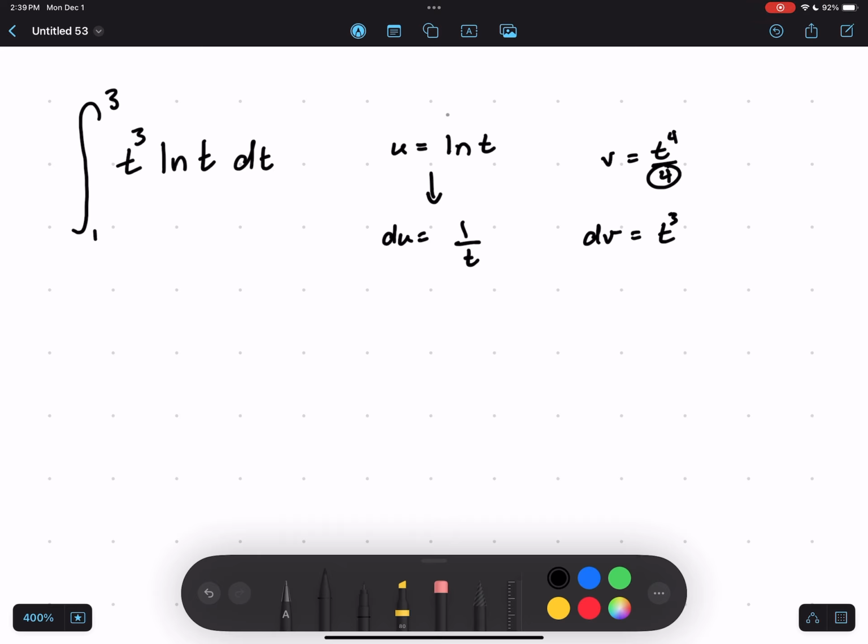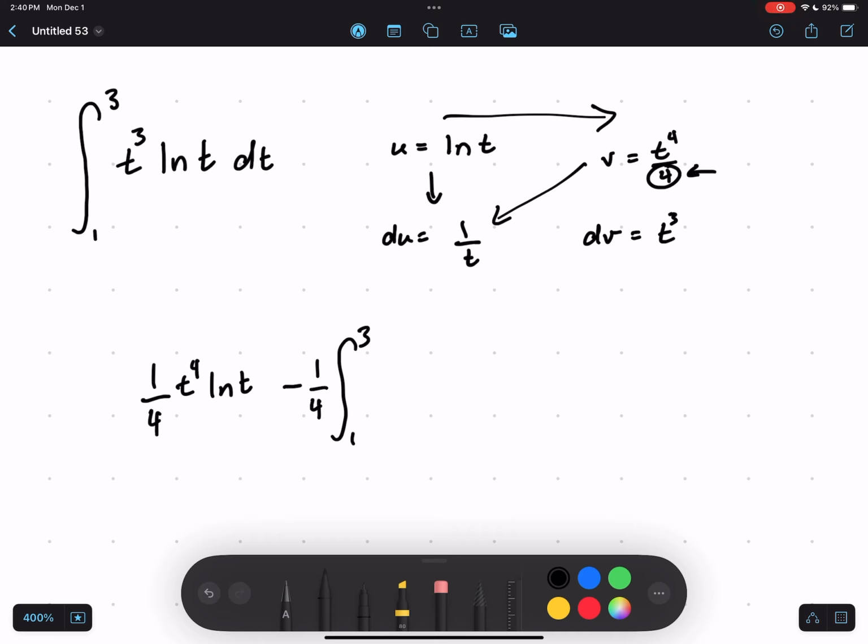We'll go across from u to v, and then we'll go back down with the integral of v du. So u to v, we're going to start with 1/4 t^4 ln t. We just brought this 4 out front and made it a 1/4. And then we'll subtract the integral from 1 to 3. Again, with that 4 there, we're going to pop that out front, so 1/4. t^4 over t is simply t cubed, and that's with respect to t.